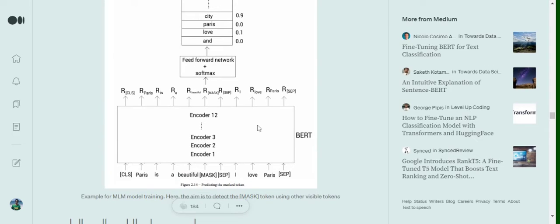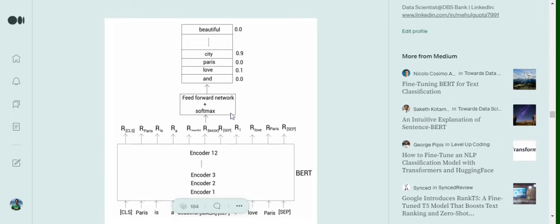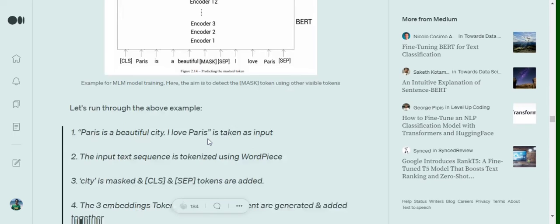So here you can see that once we have applied BERT, we are applying two more layers. We apply the activation function softmax plus a feed forward network, and eventually we get the probability for the most apt token that should replace the mask.